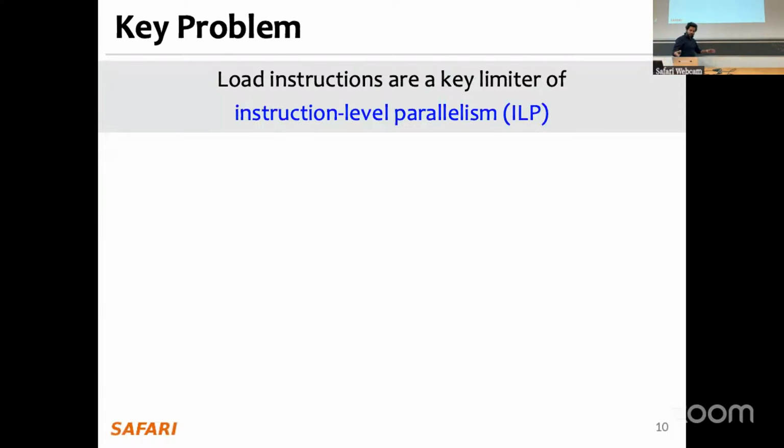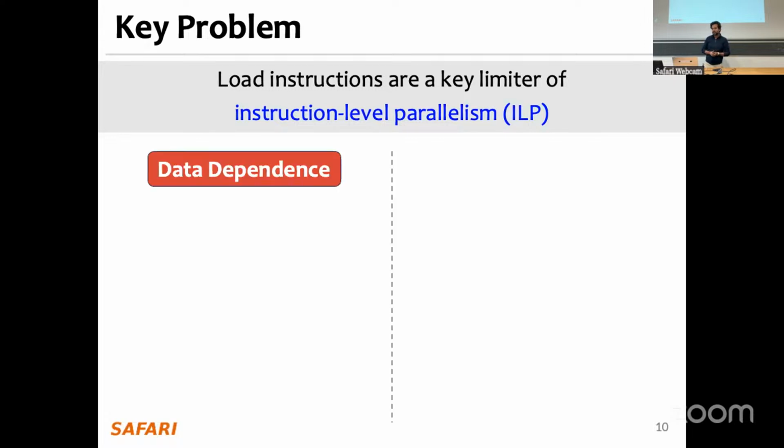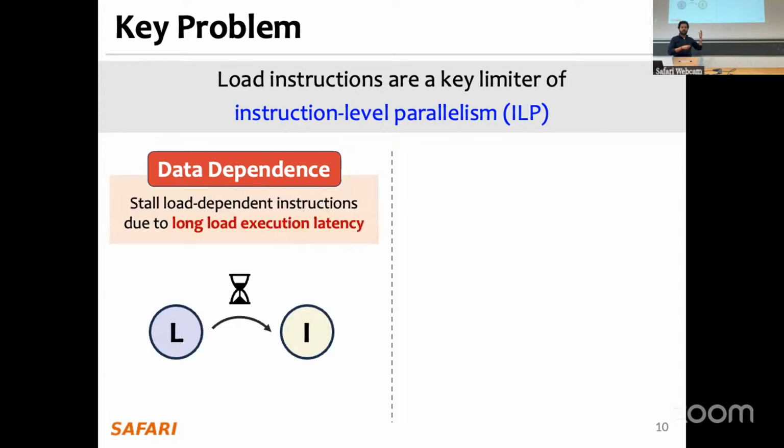The key problem that this work tackles is that load instructions are key limiters of instruction-level parallelism, which is fundamental to extracting performance from today's high-performance systems. But load instructions have two sorts of dependence that limit this ILP. One is data dependence, meaning a load stalls other instructions due to the long load execution latency. Any data-dependent instructions on this load cannot execute before the load executes.